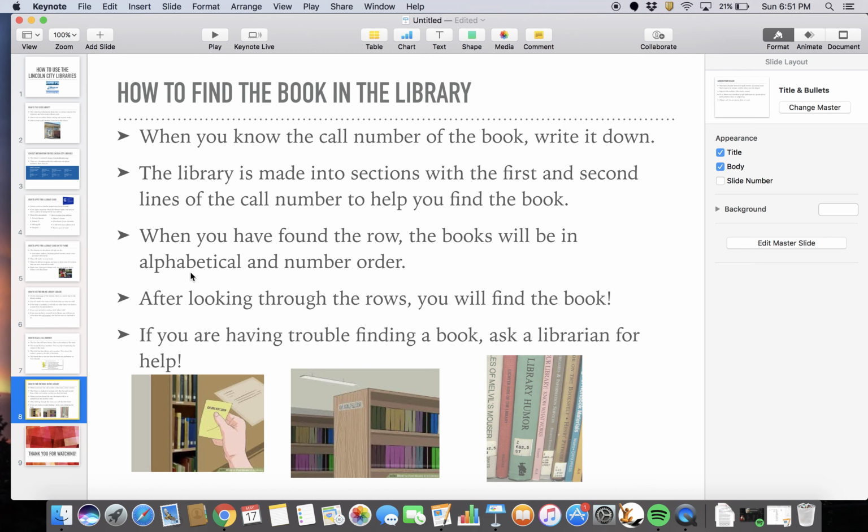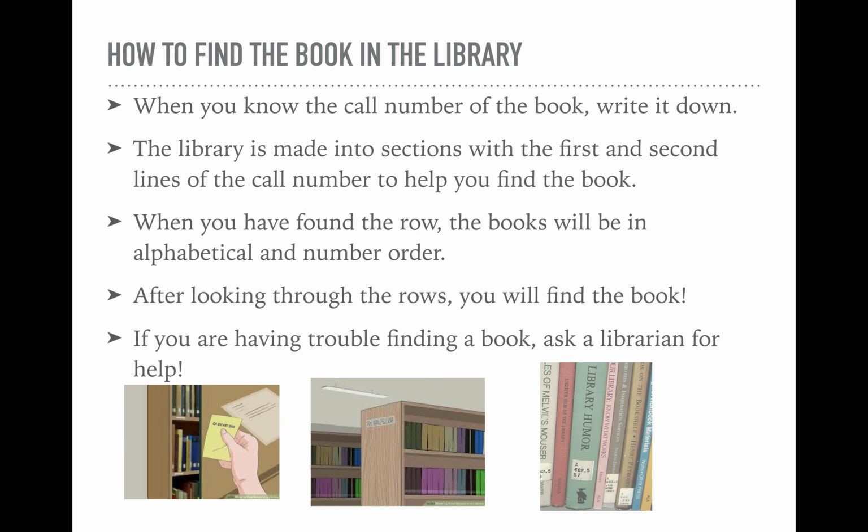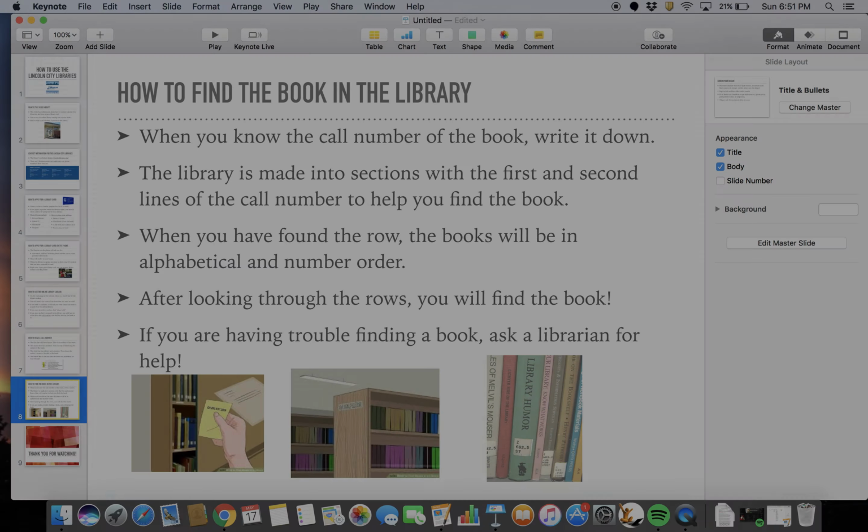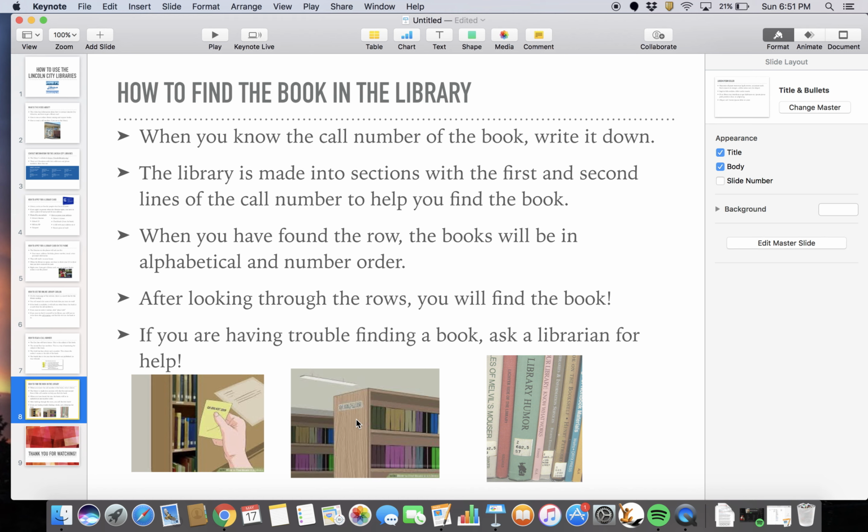And then this last part is how to find the book in the library. When you know the call number of the book, write it down. The library is made into sections with the first and second lines of the call number to help you find the books. These sections will usually be on the side of the bookshelf, like right here.